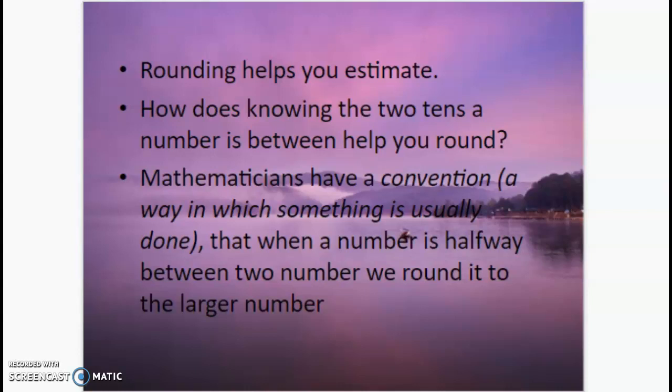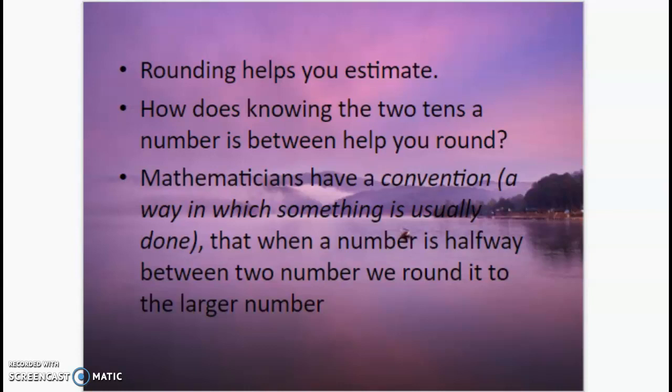Mathematicians have a convention that when a number is halfway between two numbers, we round it to the larger number. So what that means is a way it is usually. Convention means a way in which something usually is done. So they have like a little method of which it's usually done. So in this case, it allows us to just go ahead and round up to the next number if it is halfway in between, which is that benchmark. Remember yesterday we talked about the number in between the two tens, and that's kind of our benchmark as to what we're going to decide to do with our rounding, whether we round up to the next 10 or round down to the 10 before.